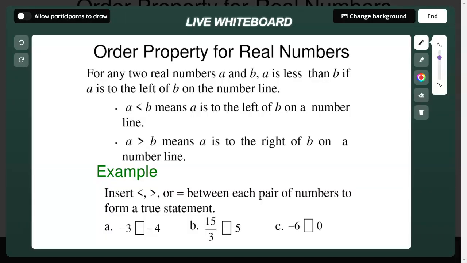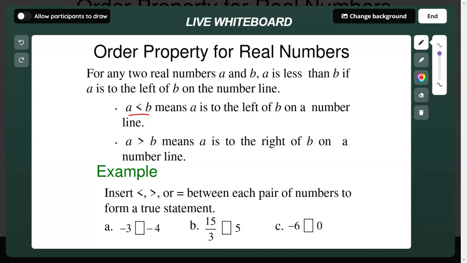So, any two real numbers. Our number line is only real numbers. Non-real numbers are not on our number line. They go on the complex plane, and that's a whole other thing. We're looking at inequalities, and we're comparing them. So my first inequality is that I have the real number A is less than the real number B. And that just means that it's left on the number line.